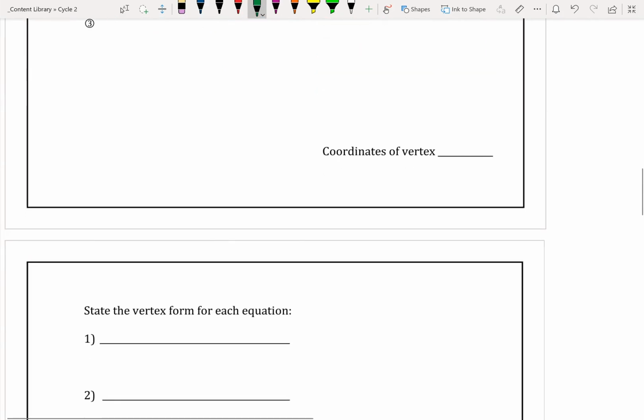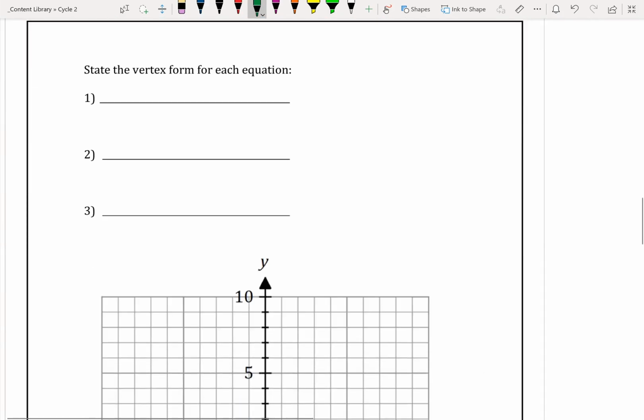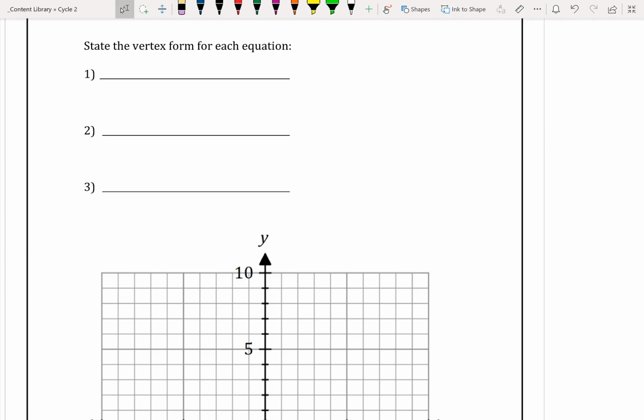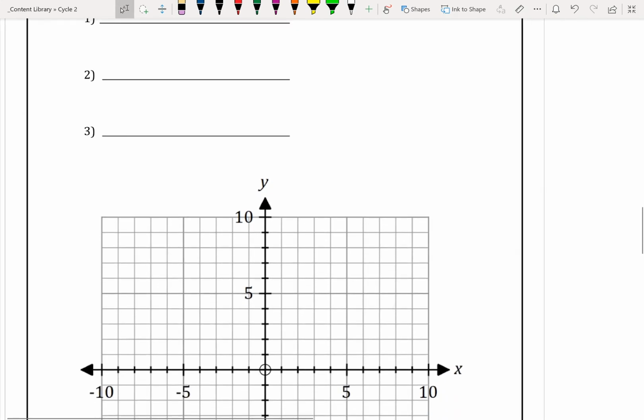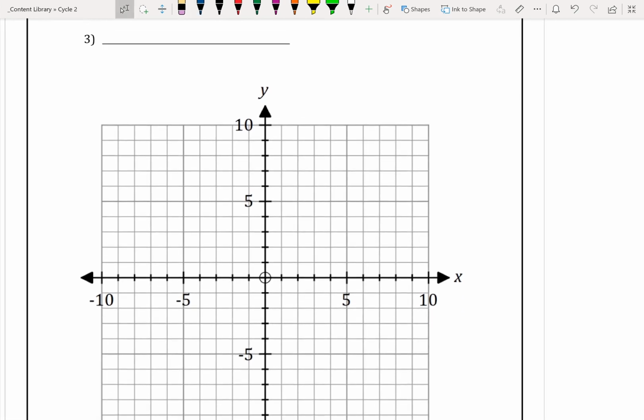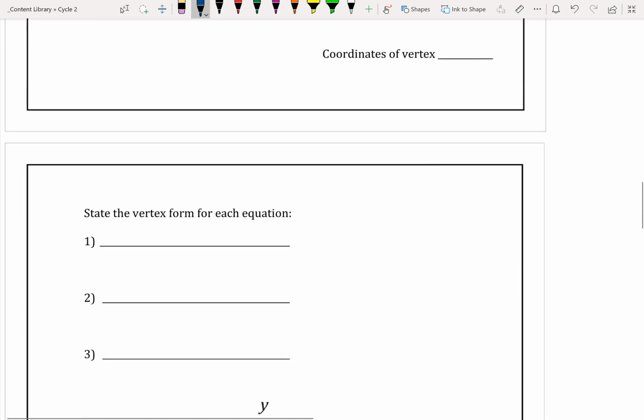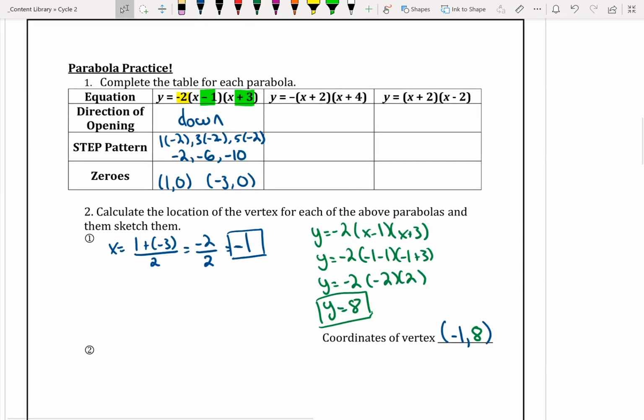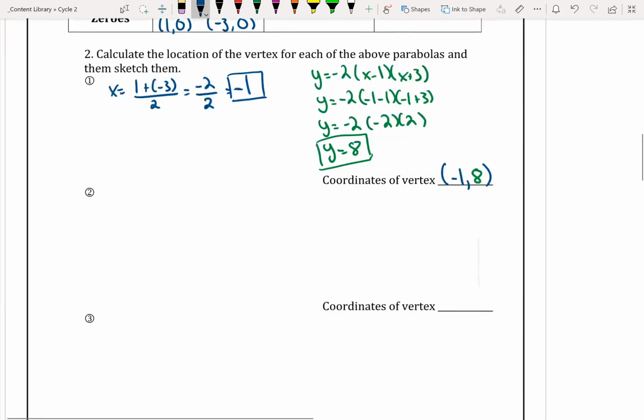So I do need to sketch that. I will sketch it first, and I'll go back up and try to state the vertex form for that equation. So we know for the first equation, the vertex was at -1 and 8. So I go over to -1, up to 8. So there's my vertex. This is -1, 8.